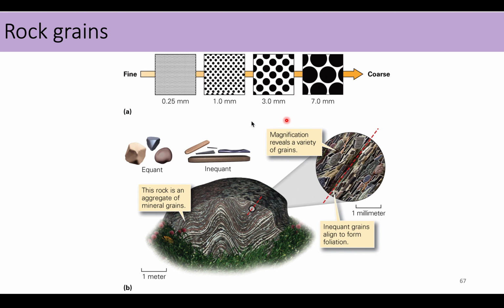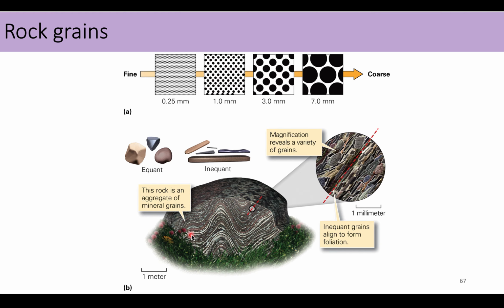For rock grains, this is an example of a very fine-grained rock, meaning the grains are very, very small, versus coarse-grained rock, meaning that the grains within the rock are very coarse. Equant grains are where they're all relatively the same size and shape. Inequant is where they are not at all the same size and shape within the rock.